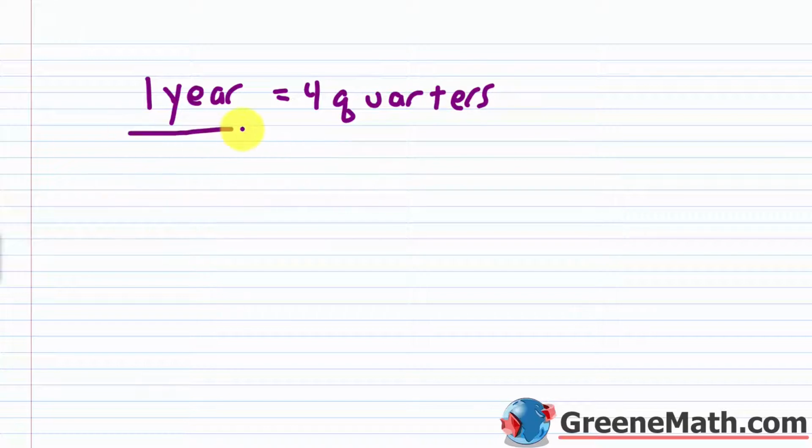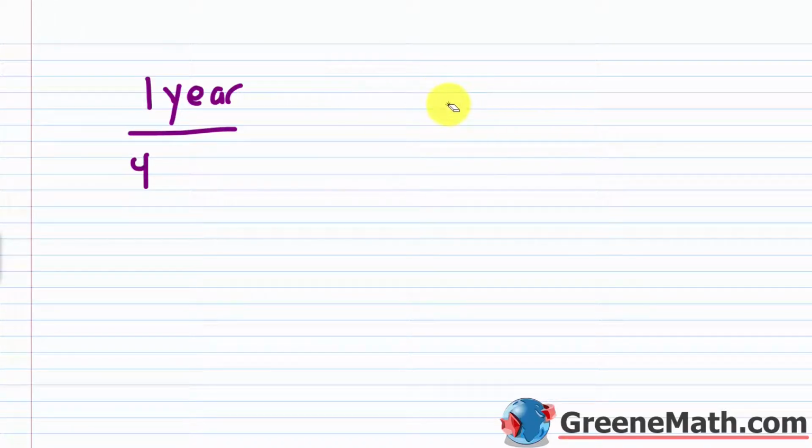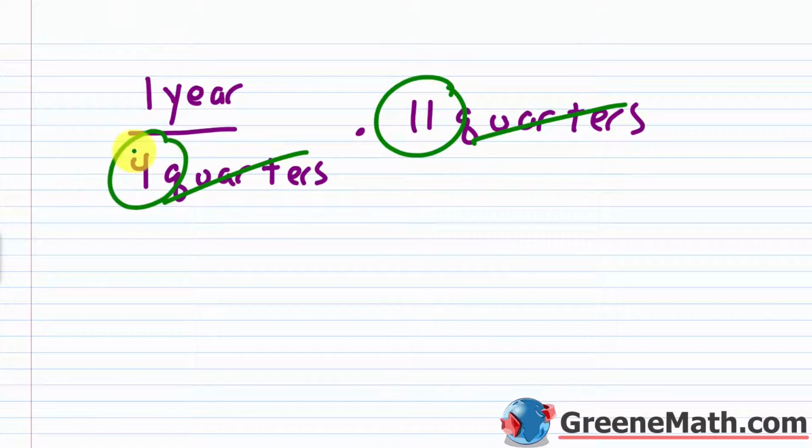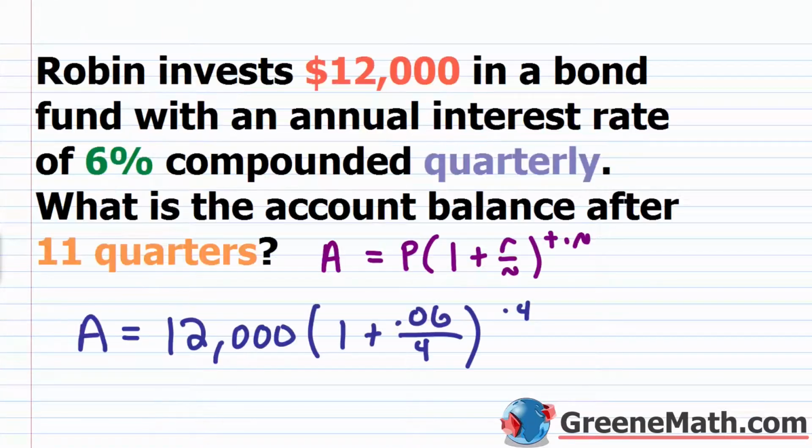And so I could say 1 year over 4 quarters has a value of 1, right? Because these two things are equal, I can write the same non-zero quantity over itself, and it's going to give me 1. So I can then multiply this by 11 quarters, and the units that I don't want are going to cancel. So I would have 11 divided by 4, which would give me 2.75. So if I come back up here, I can just say this is 4 times 2.75. And if you do that on a calculator, you're going to get 11.